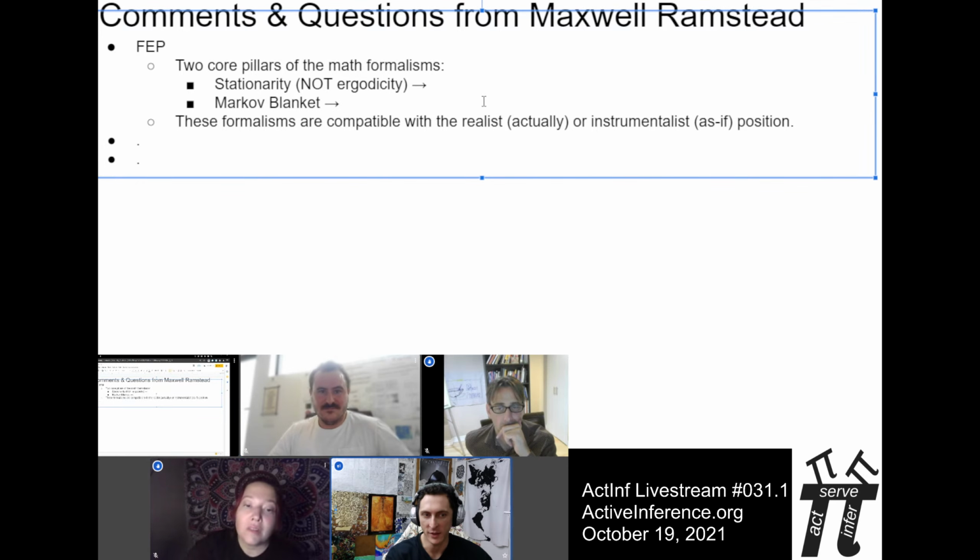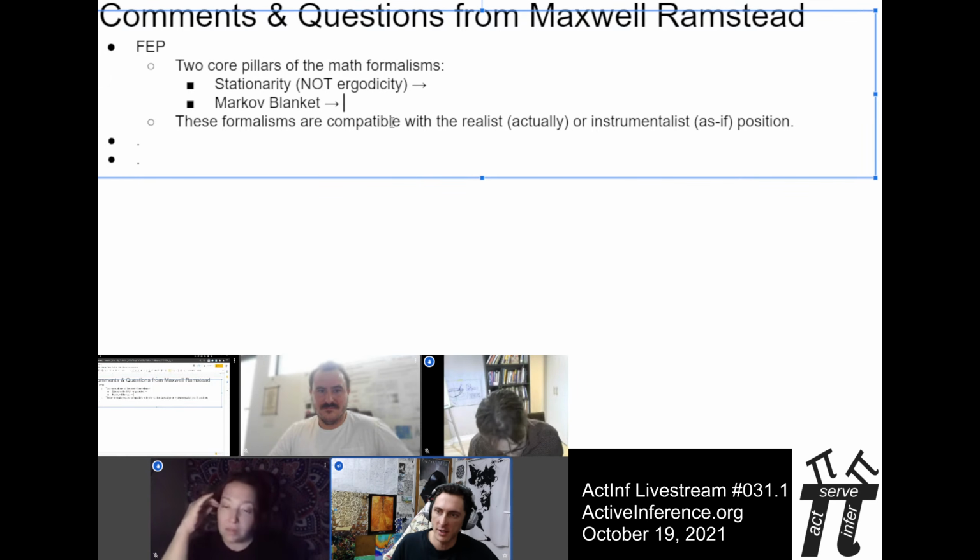Thanks for identifying those two key pieces, and maybe we'll have more to think about with the stationarity and ergodicity. So Blue with the raised hand, and then Stephen.